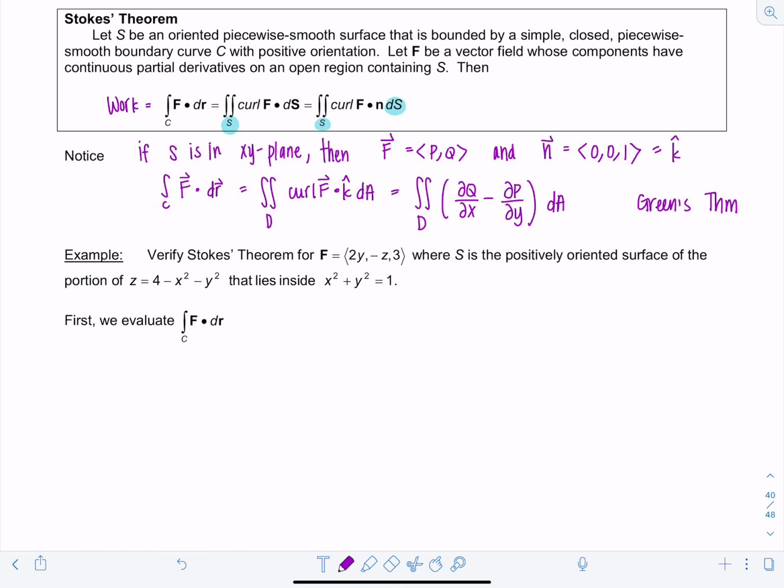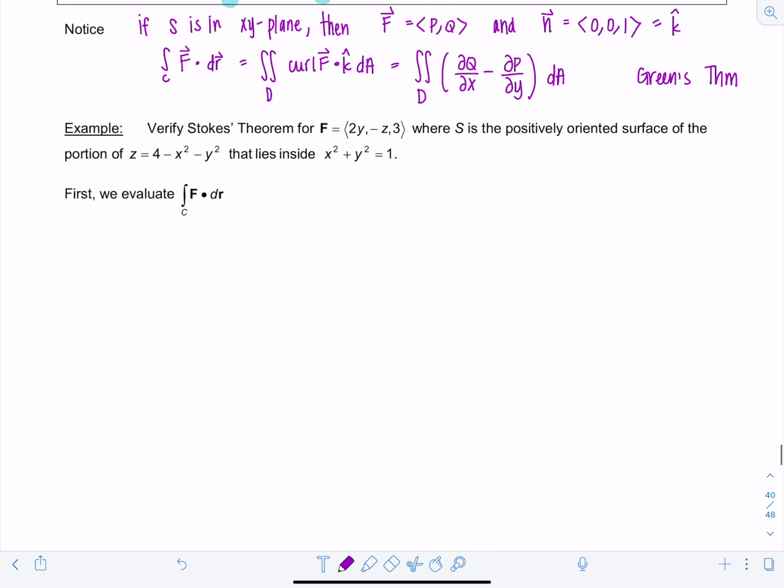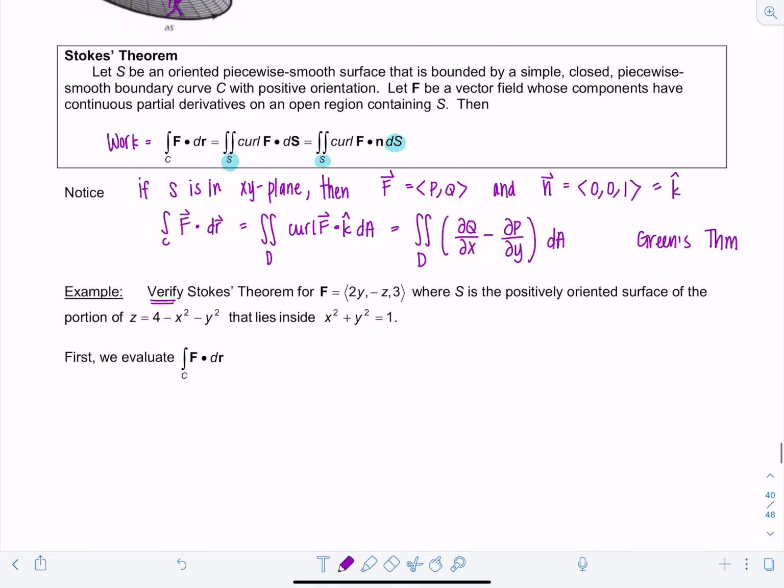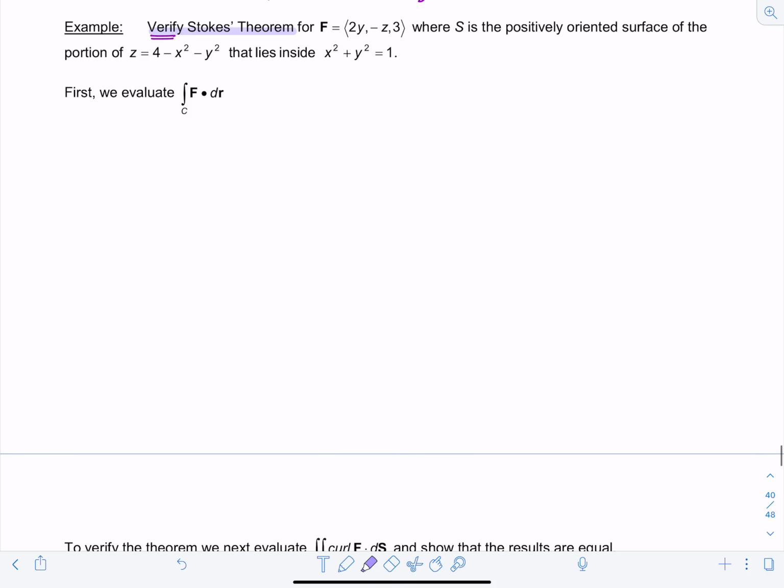Okay, let's verify Stokes' theorem for the following vector field with components 2y, negative z, and x^3, and then S, our surface, is the positively oriented surface of the portion of z equals 4 minus x squared minus y squared that lies inside the cylinder x squared plus y squared equals 1. Okay, so when they're asking us to verify Stokes' theorem, what we have to do is go back to the definition and compute the work two ways. The first way is by computing the line integral, and then the second way would be by computing the surface integral. Okay, so make sure you read the directions carefully, since verifying means do both.